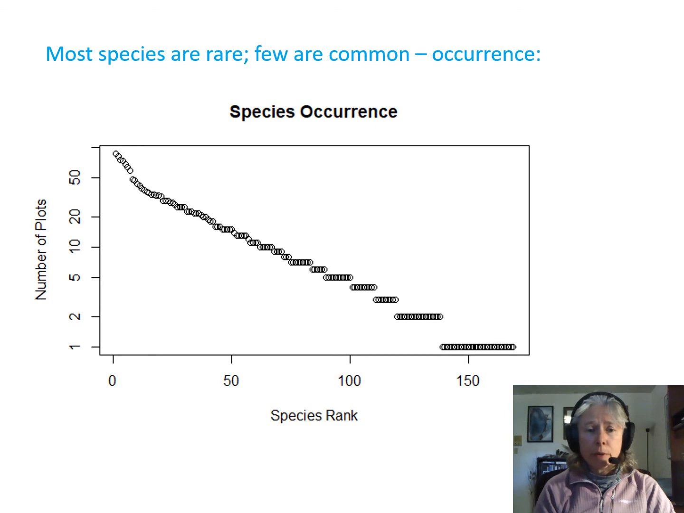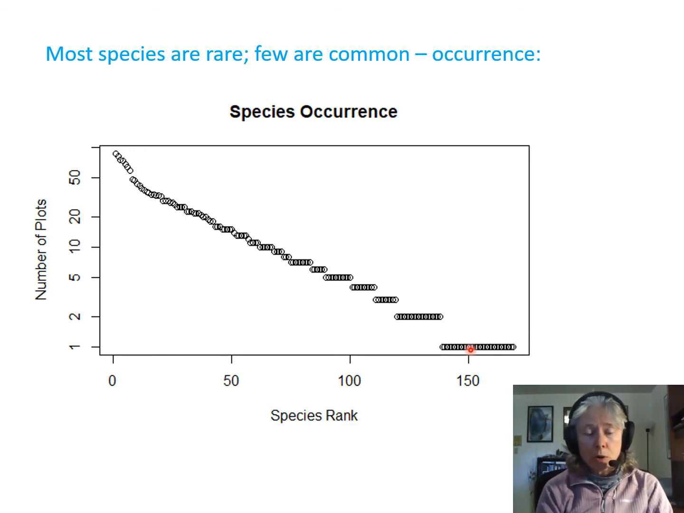The first graph that is created is this one. It shows on the x-axis species ranked from most frequently encountered to those found at only one site. So that's what it means by species rank. And what you can see here is that most species occurred at only 20 or fewer plots. So hence, this graph illustrates the pattern that most species are rare, few are common.